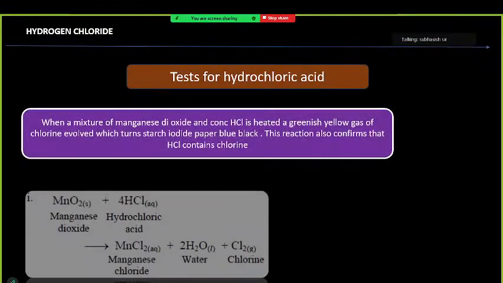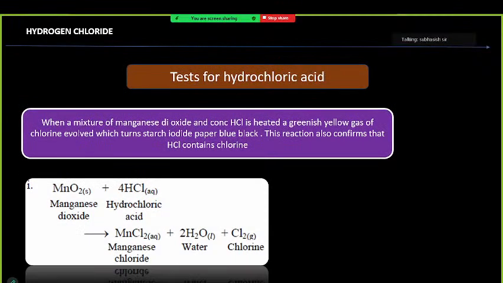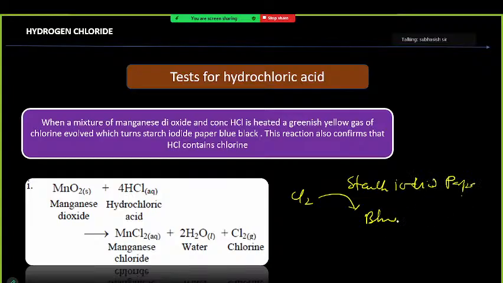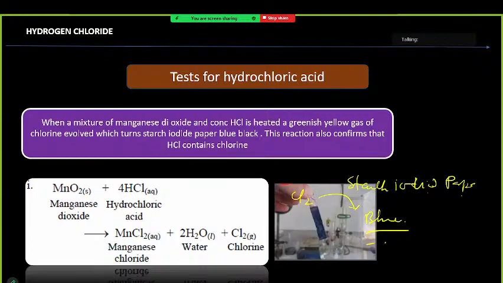Another one is manganese dioxide, MnO2. It reacts with the formation of chlorine. How will you identify chlorine? When starch iodide paper is held in chlorine gas, that paper turns blue. Starch iodide paper turns blue. So this is the test for chlorine.